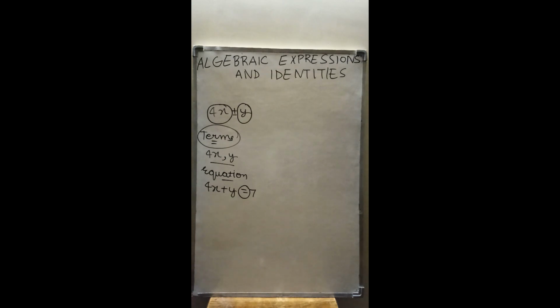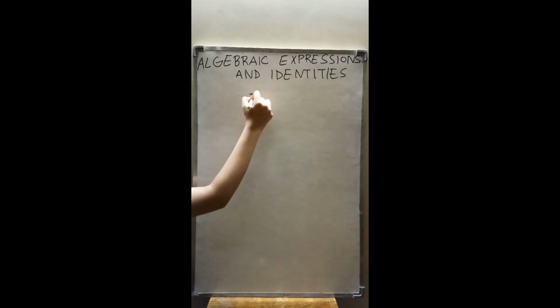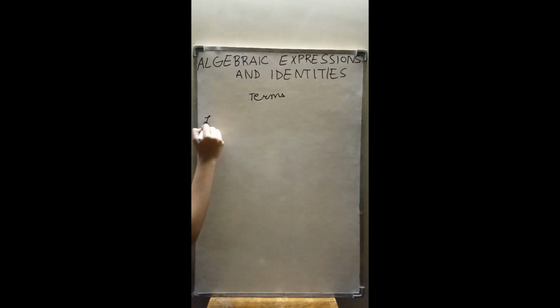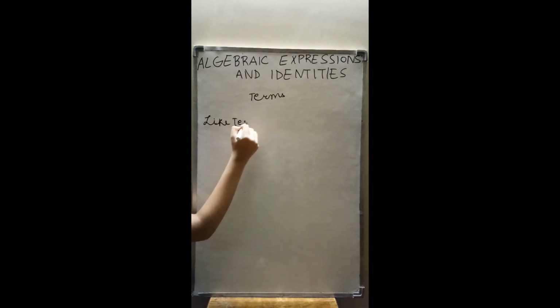So now let's move to the next topic, that is terms. Now terms are also classified into two types. First is like terms and second is unlike terms. Like terms are terms that have the same literal value, and unlike terms are terms that do not have the same literal value. Means the terms that have the same variables are called like terms, and the terms that do not have the same variable are called unlike terms.